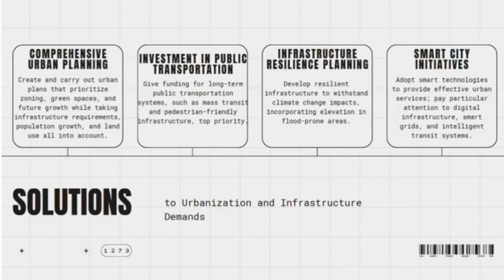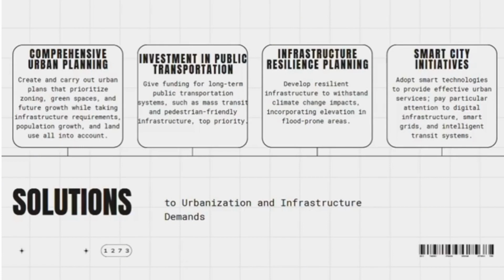Next, solutions to urbanization and infrastructure demands. First, comprehensive urban planning. Create and carry out urban plans that prioritize zoning, green spaces, and future growth while taking infrastructure requirements into account. Second, investment in public transportation. Provide funding for long-term public transportation systems such as mass transit and pedestrian-friendly infrastructure.